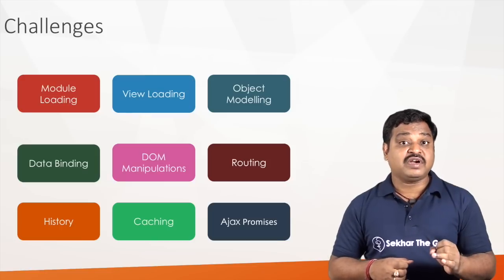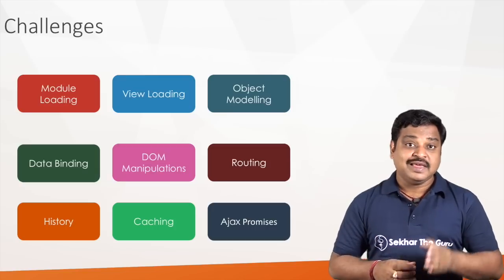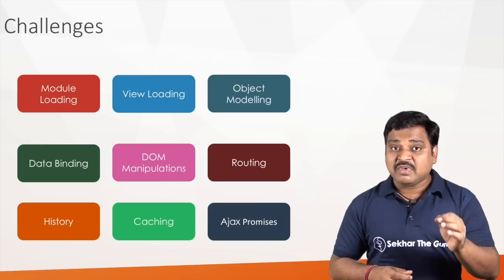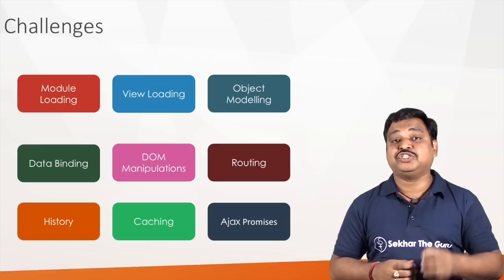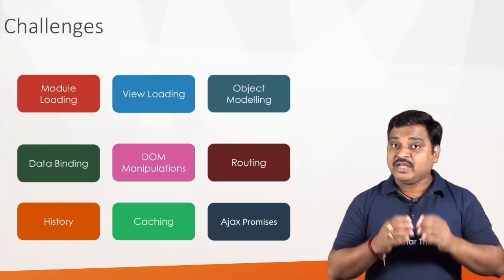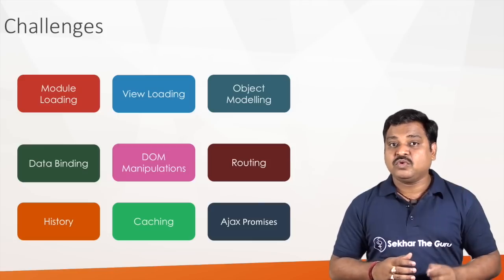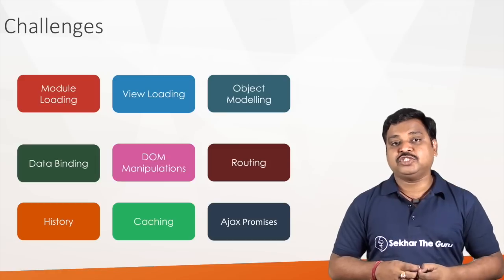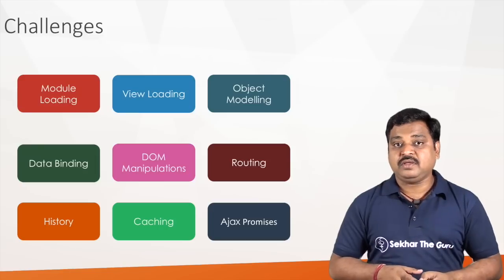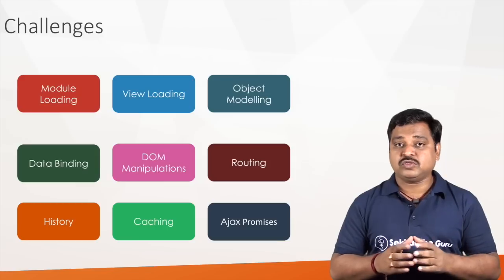We need Knockout.js for data bindings and view loading, Sammy.js for client-side routing, History.js or Nav.js for history management, HTML5 offline capabilities for caching, and jQuery for DOM manipulations and Ajax promises. Now I think you can understand how many different technologies I require to develop one single application. And all these technologies don't belong to the same company, so we can expect many ambiguities and version conflicts also.